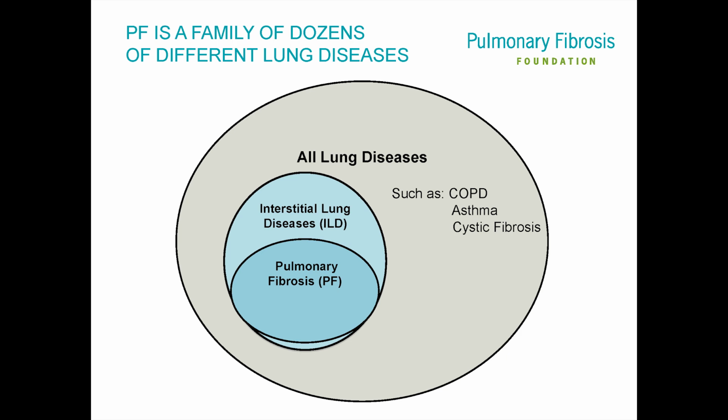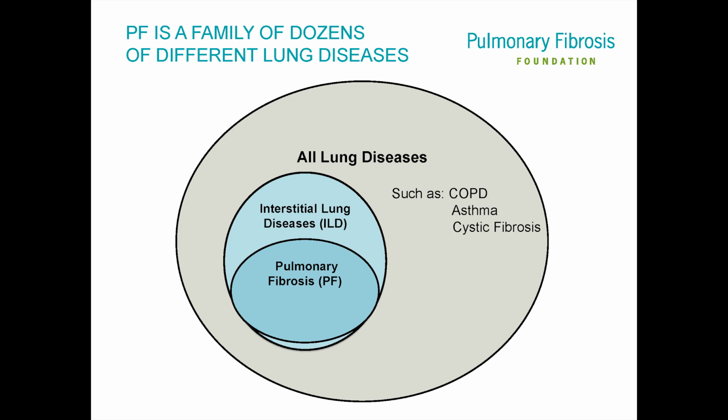Within that large family, there's a smaller family, the first blue circle, and you can see the words interstitial lung disease, or ILD. Many of you are familiar with that term, and that's a family of lung diseases in which inflammation or scar tissue or both builds up in the walls of the little air sacs in the lung, and I'm going to illustrate that a little bit more. Within the big family of interstitial lung diseases, there's a smaller family called pulmonary fibrosis, and this is not one disease. It's a family of dozens of different diseases, all defined by the presence of scar tissue in the lung.